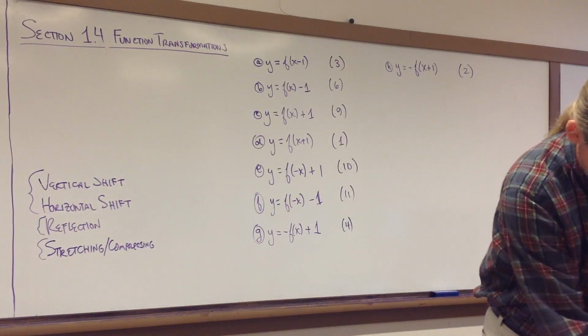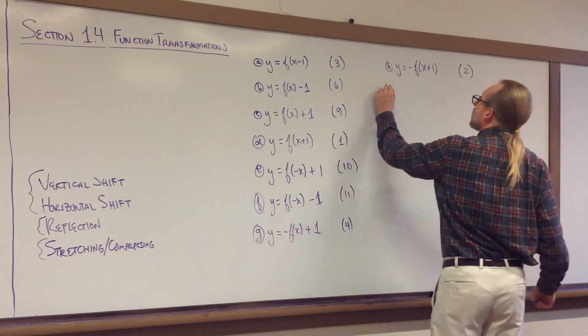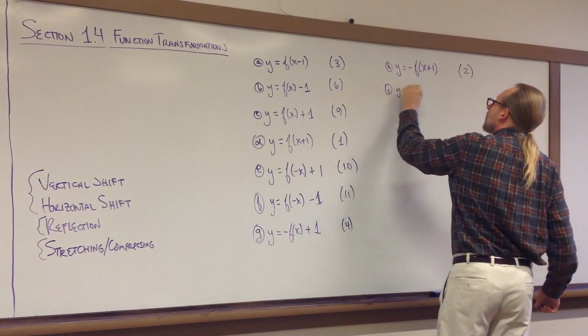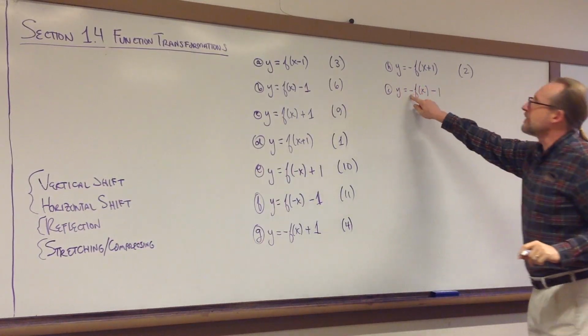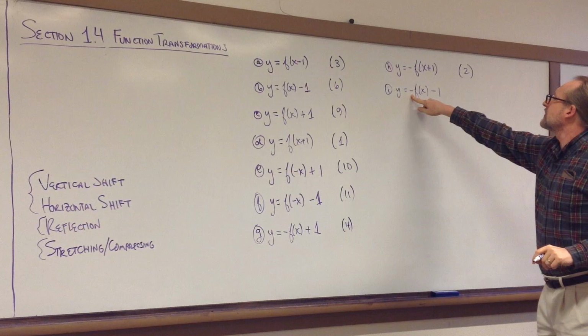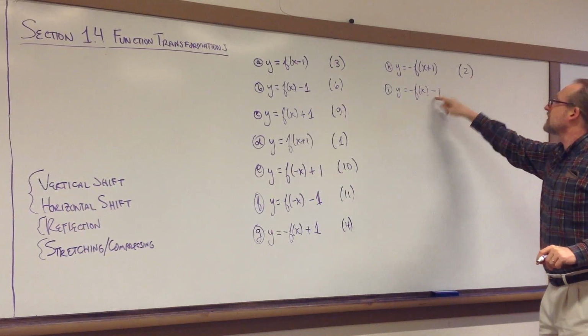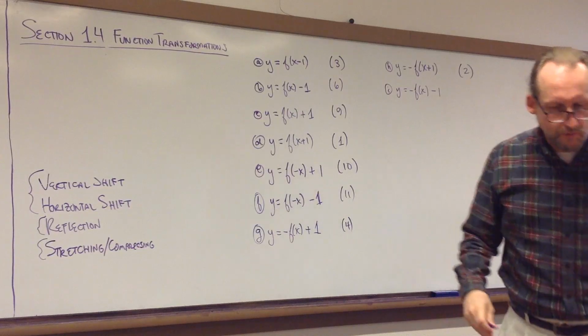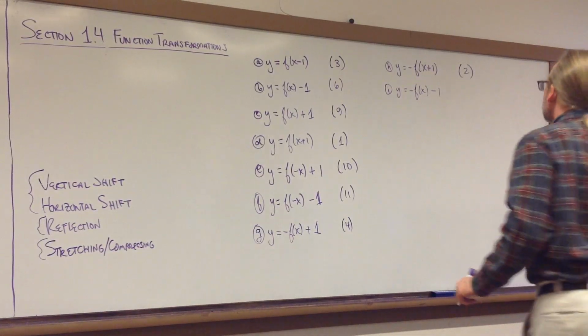Okay. I, negative f of x minus 1. So negative f of x is going to reflect over the x-axis and then go down one place. Reflect over the x-axis, shift down 1 unit. That's number 5.